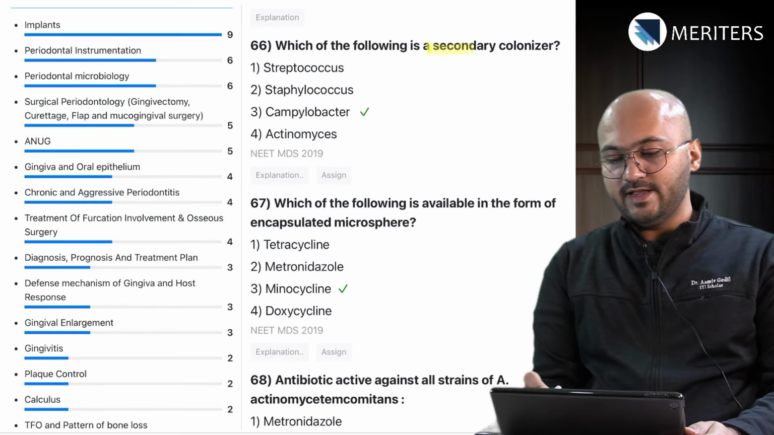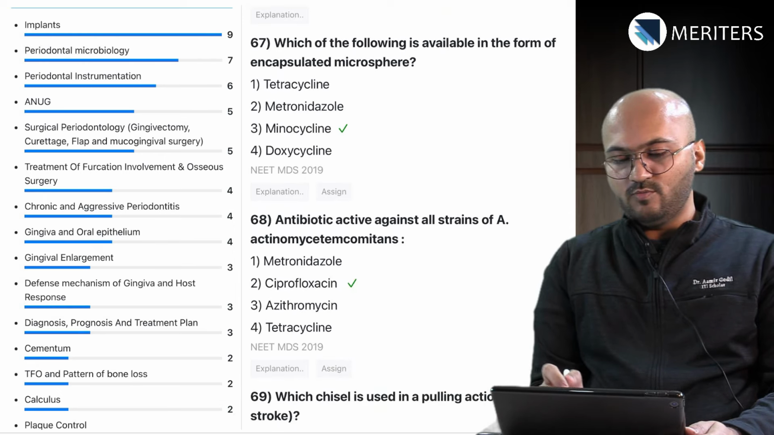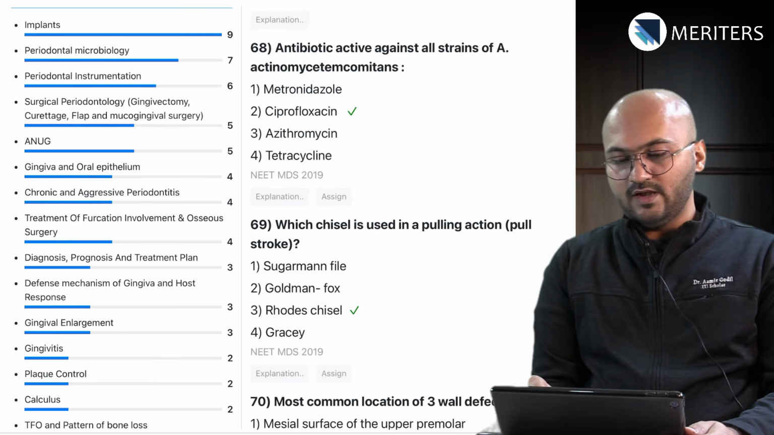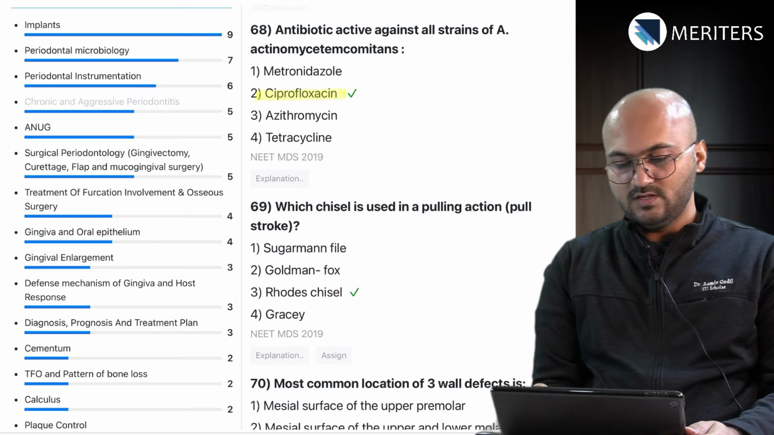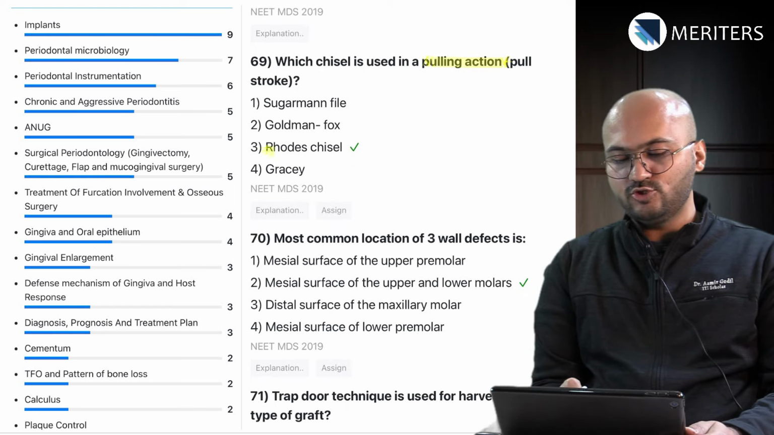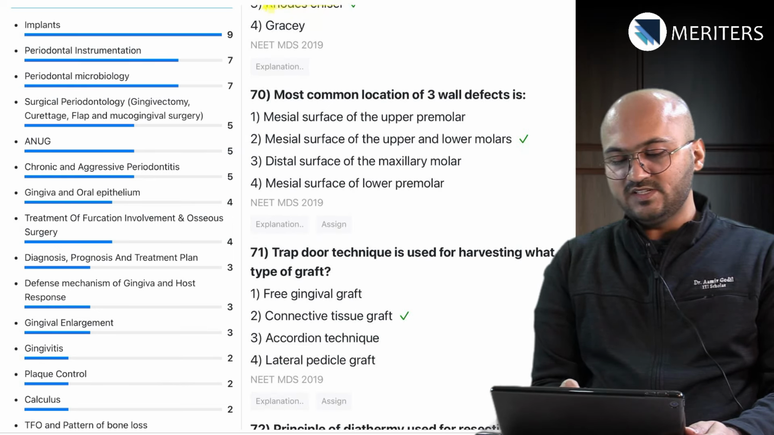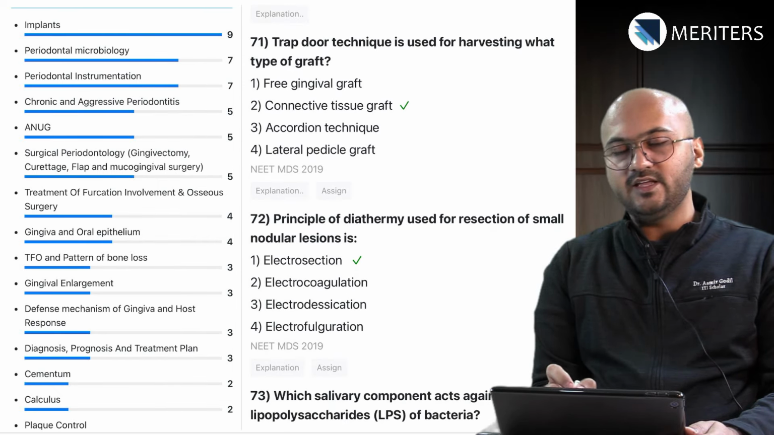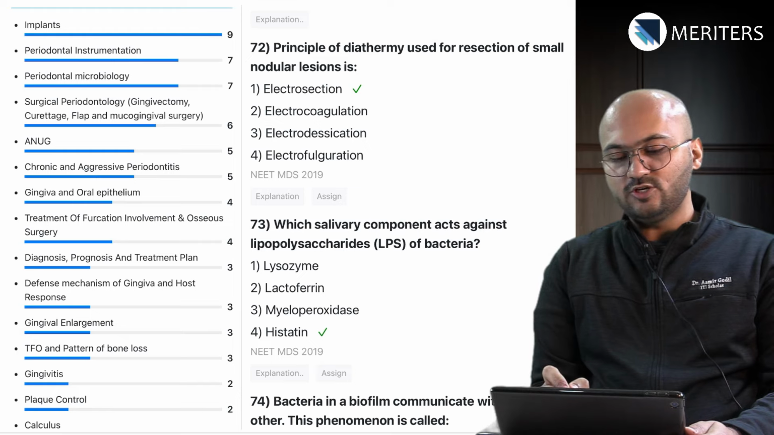Which of the following is a secondary colonizer? Campylobacter. Which of the following is available in the form of encapsulated microsphere? Minocycline. Antibiotic active against all strains of A is ciprofloxacin. Chisel used in pulling action or pull stroke is Rhodes chisel. Then the most common location of a 3-wall defect is the mesial surface of upper and lower molars. Trapdoor technique is an important technique used for CT grafts. Diathermy used for resection of small nodular lesion.